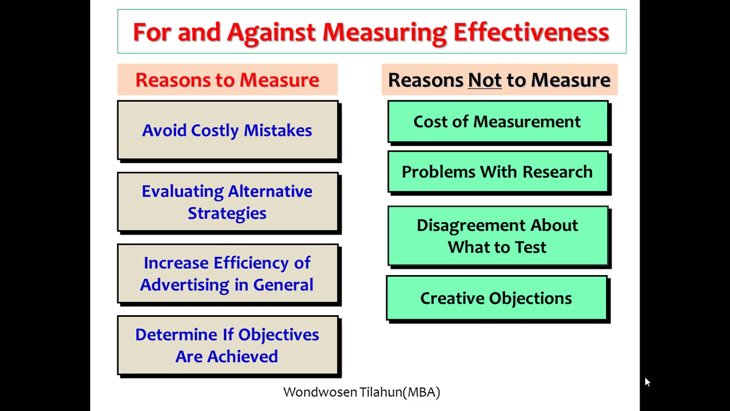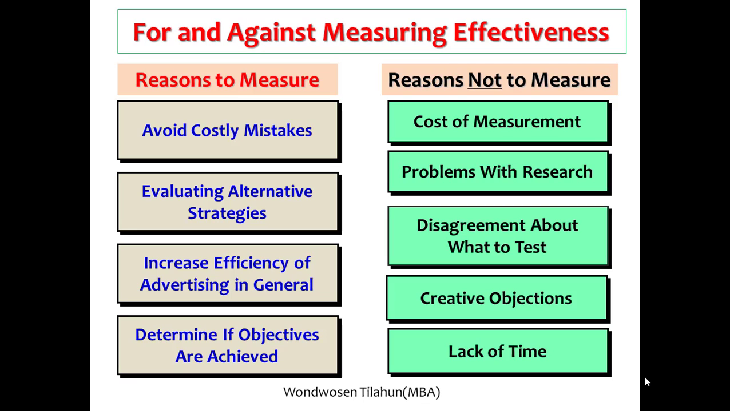Creative objectives. Sometimes the creative unit also objects that no one is going to measure the effectiveness of their creative arts or creative outputs. One of the reasons is that creative tasks are subjective, so it becomes very difficult to measure subjective variables or subjective concepts in simple researches. So because of the objection of creative teams or creative writers, companies are not in a position to measure its effectiveness.